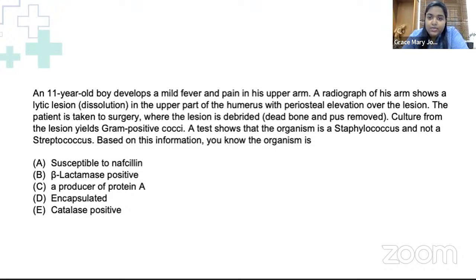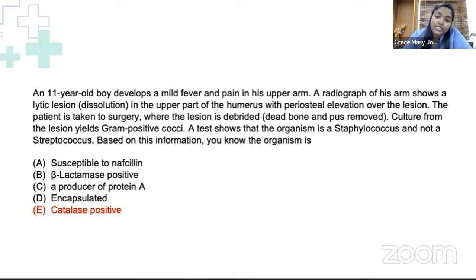Okay. So based on this, we know that it's a gram-positive cocci. There are three major organisms, like I said, and through some test, we have found out that it is staph, not strep. So what that test could be is basically the question. Now, the test that differentiates staph from strep is the catalase test.